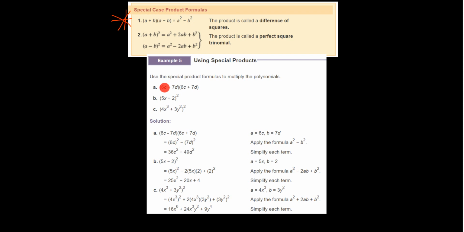So the first term is 6c. If we square that, it'd be 36c squared. And if we square the 7d, it would be 49d squared. And then, of course, you just subtract them. And that's what we have here, 36c squared minus 49d squared.